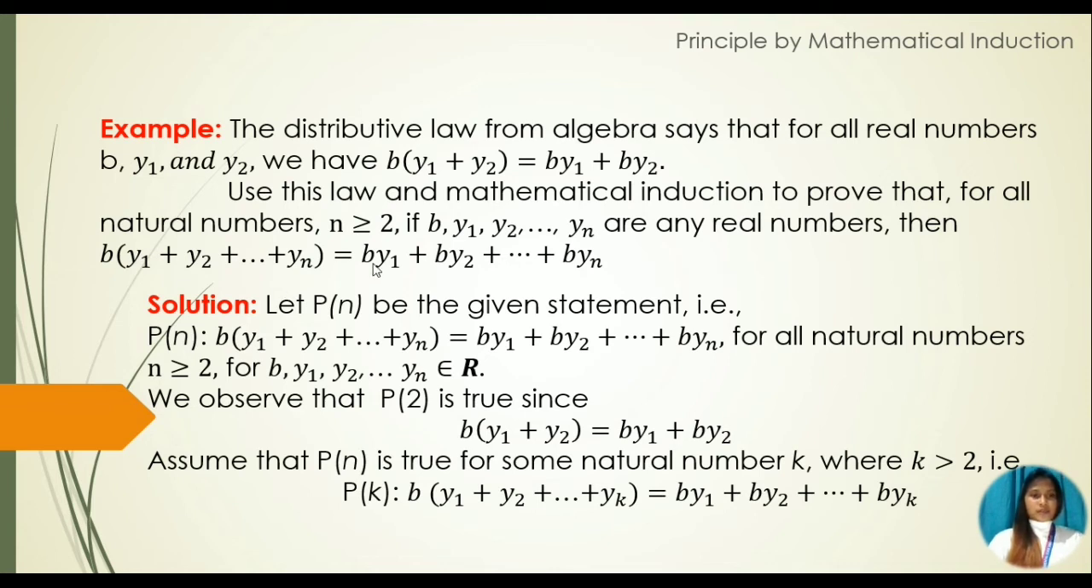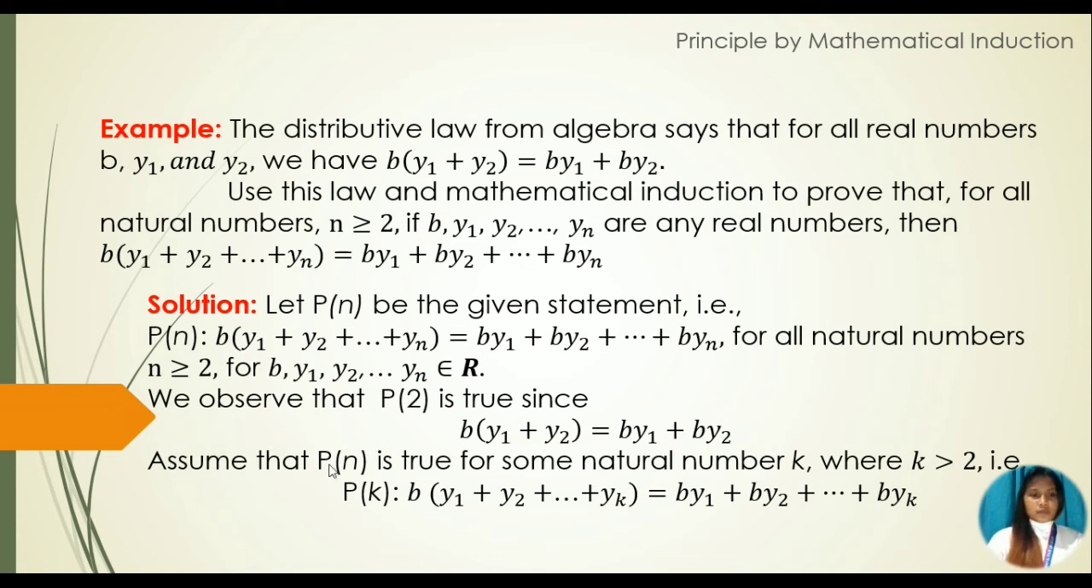So the solution goes like this. First, we let P of n be the given statement, such that b times the quantity y sub 1 plus y sub 2 plus up to y sub n is equal to b y sub 1 plus b y sub 2 plus up to b y sub n, for all natural numbers n greater than or equal to 2, for b, y sub 1, y sub 2, up to y sub n being real numbers. We observe that P of 2 is true since b times the quantity y sub 1 plus y sub 2 is equal to b y sub 1 plus b y sub 2.